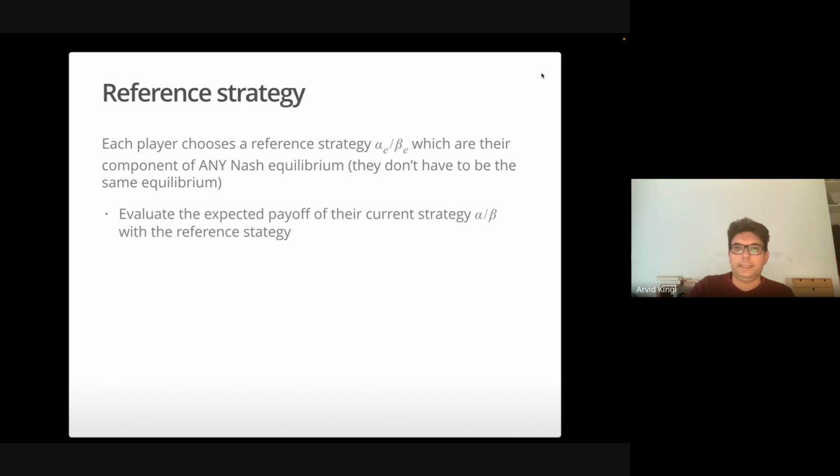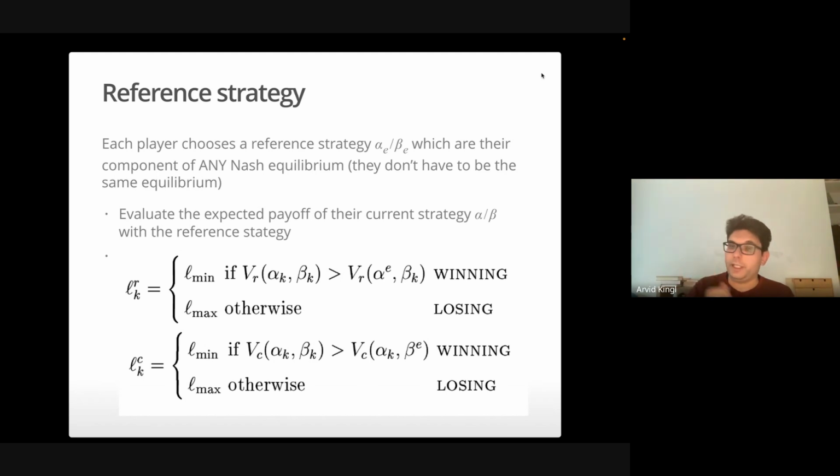Players then check what is my expected payoff given my current strategy versus my Nash strategy, and if I'm winning, I should be careful. I don't want to update that fast, so I use a minimum value of L. And if I'm losing, I want to update faster. The other player, of course, is going to be the other way around, objectively. But of course, when they are winning, they still want to update slower than when they're losing.